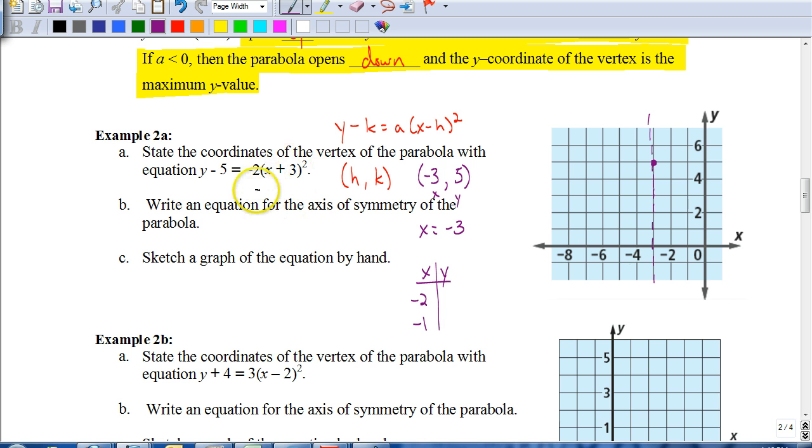Now I'm going to use my equation, but notice in my equation I have this minus 5 here. I don't want to forget about that. So what I'm going to do is add 5 to both sides.